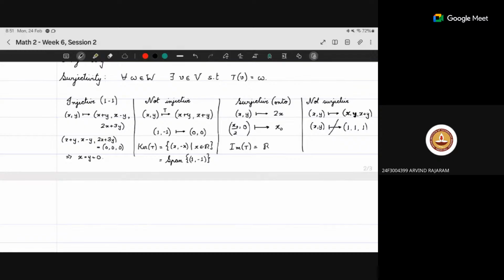All right. So back to the not surjective thing. 1, 1, 1 is not picked up because you can verify that there is no xy which is mapped to 1, 1, 1. In this case, what is the image of T? Can anyone give me the description of all possible vectors which are picked up? It is simply x, y, x plus y, where x and y vary. So this is just the definition.